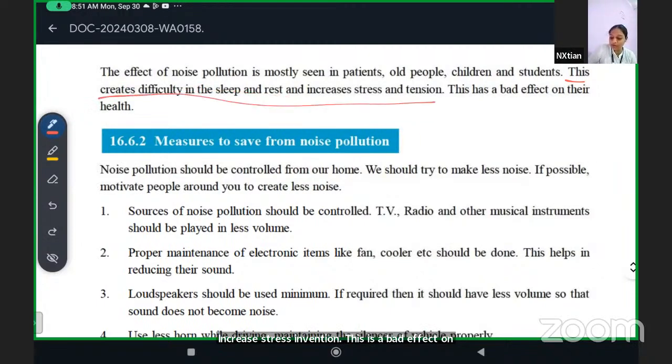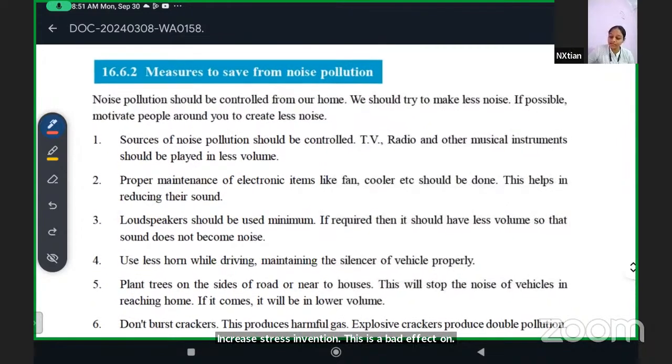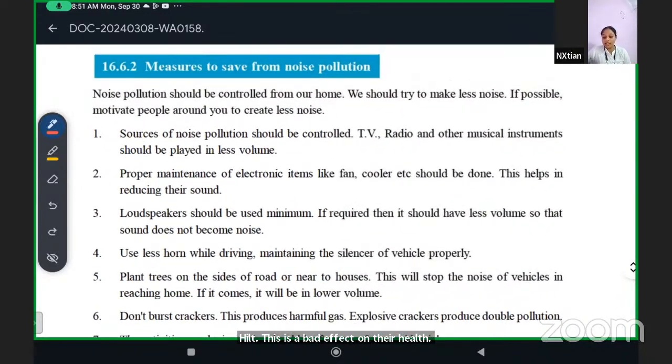This is a bad effect on their health. Then, measures to save from noise pollution. Noise pollution should be controlled from our home. We should try to make less noise if possible. Motivate people around you to create less noise. Sources of noise pollution should be controlled.